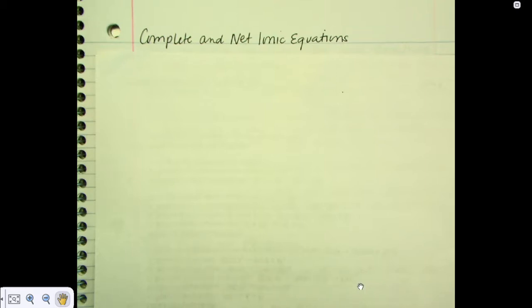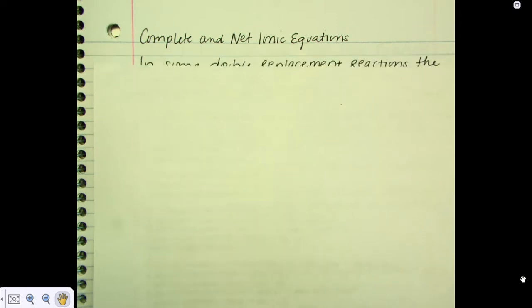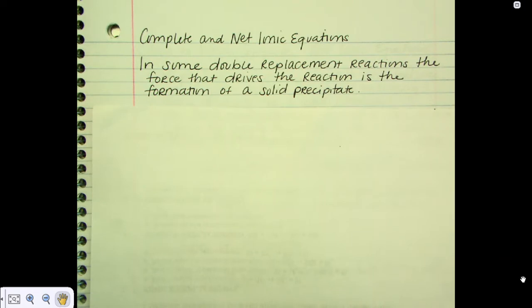Okay, so in this video, we're going to go over the proper procedure for completing complete net ionic equations, as well as application of solubility rules when you are attempting to find a solid precipitate that is being formed in a chemical reaction. So first of all, in a double replacement reaction, for a reaction to occur, there has to be some sort of driving force.